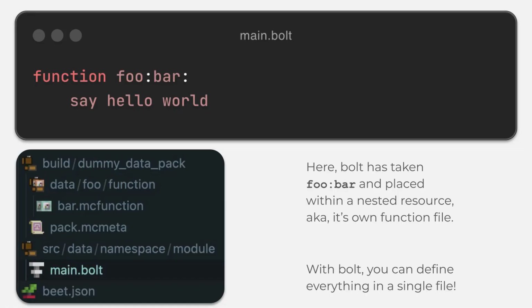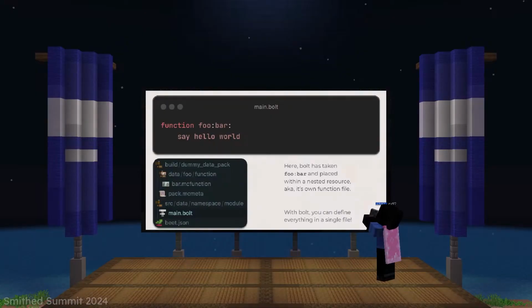This is an example of what Bolt code looks like. This is our very simple main.bolt file. Function foo:bar, say hello world. And in the file system, this is the output, sorry. This is the dummy data pack, and it outputs our file at foo/function/bar.mcfunction. But in the source folder, you can see where this file actually exists in the source. Data/namespace/module/main.bolt. So both files actually go in its own folder called module. And there's a bit of an exception for this, but I won't dive too much into the details here.